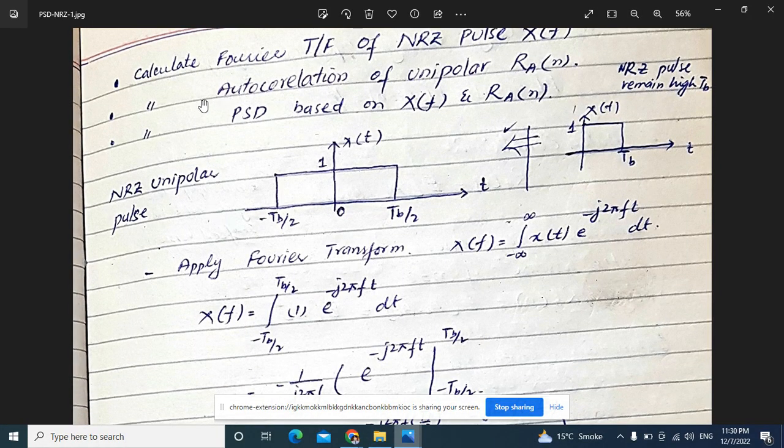The first step was to calculate the Fourier transform. We know the basic formula of the Fourier transform, that is the integral from minus infinity to infinity of x of t e raised to the power minus j2 pi f t dt. The amplitude of x of t is 1 and the limits are from minus TB by 2 to TB by 2, and the remaining is the same.